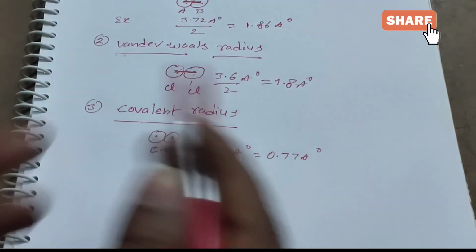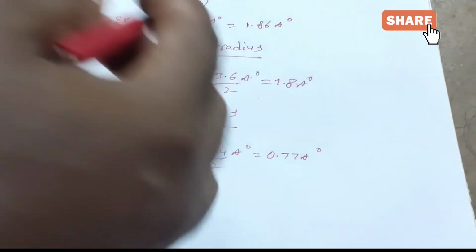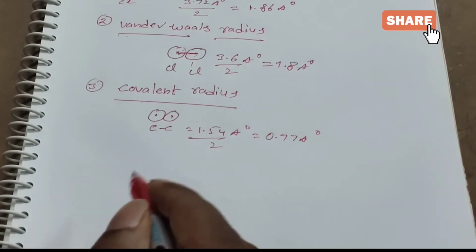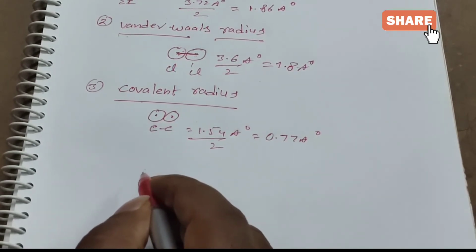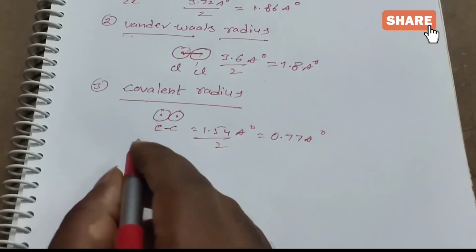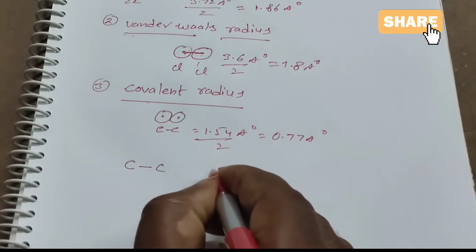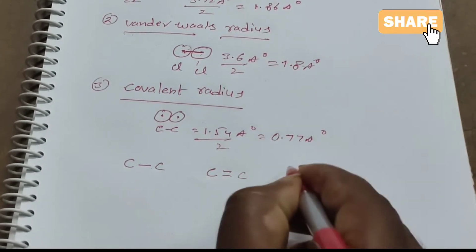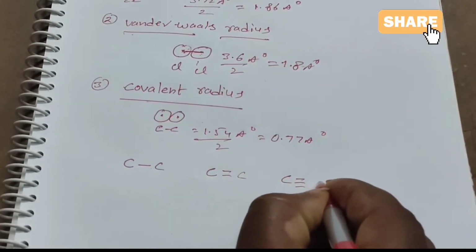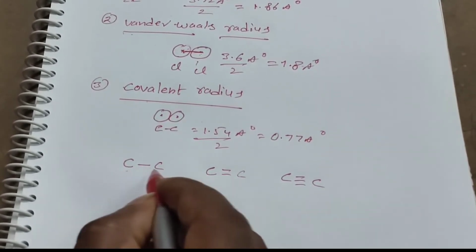Then how does the atomic radius change in the periods and the groups? Now that concept we will discuss. As the number of bonds between two atoms increases, the atomic radius decreases. For example, here I am taking C single bond C, C double bond C, and C triple bond C.